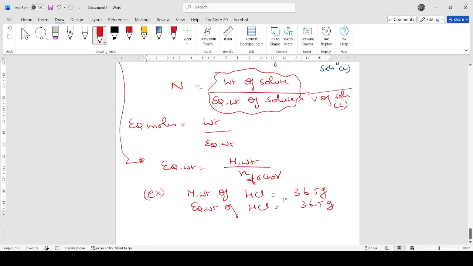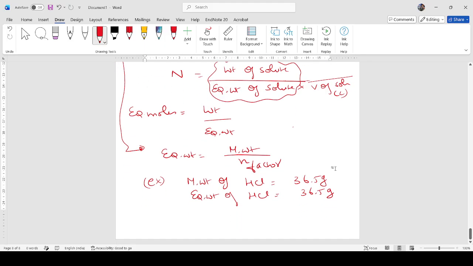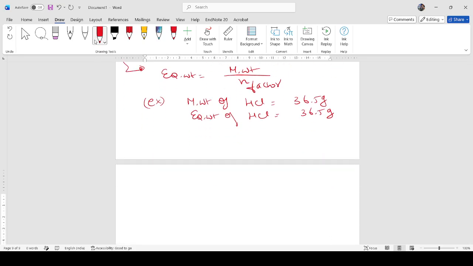What is the n factor here? 1. Correct, that's right. N factor is 1 here. If I substitute equivalent weight, which is 36.5, and molecular weight is also 36.5, what should my n factor be then? N factor should be 1 here.